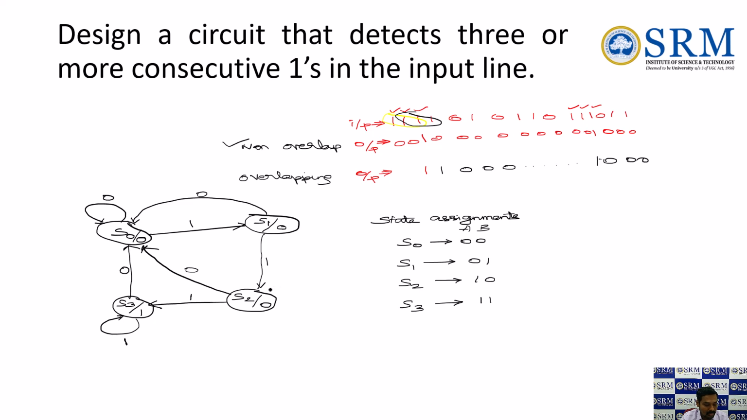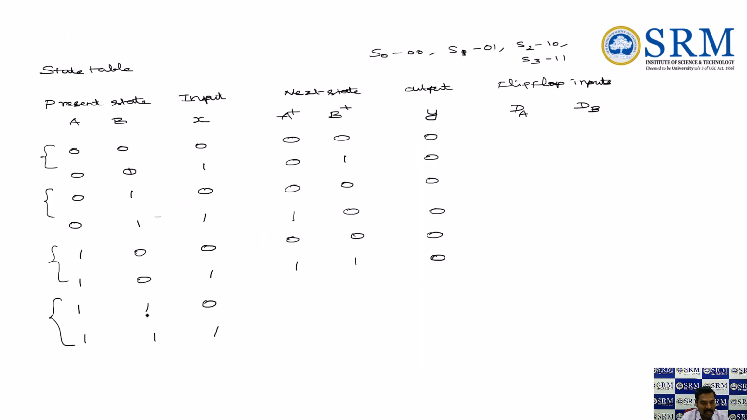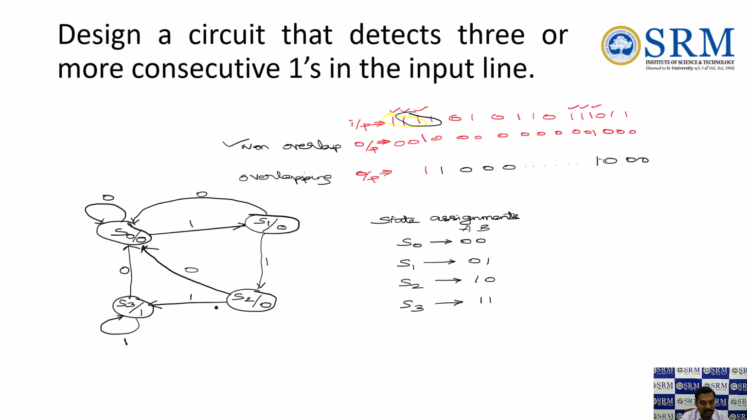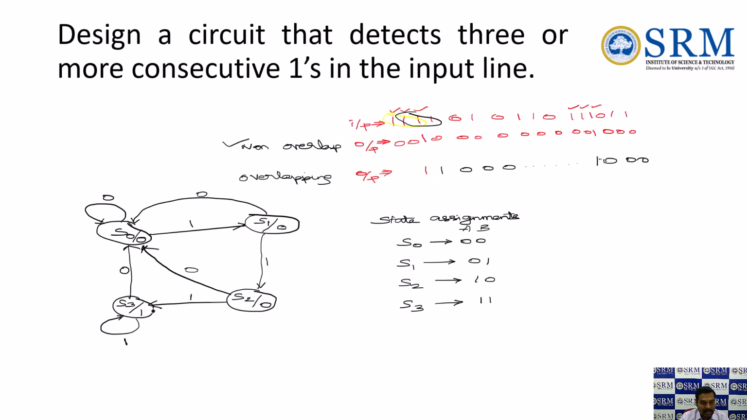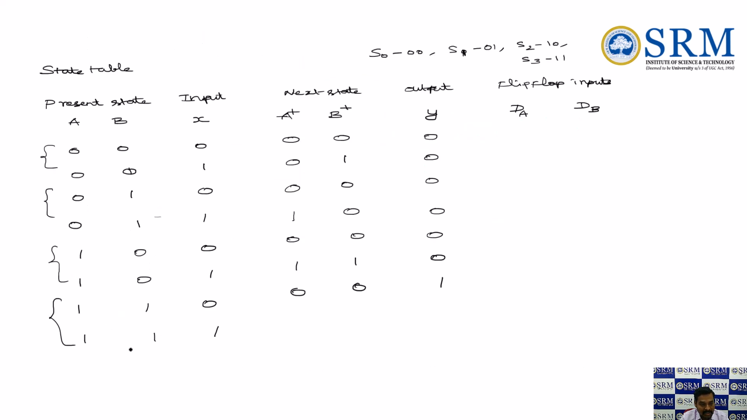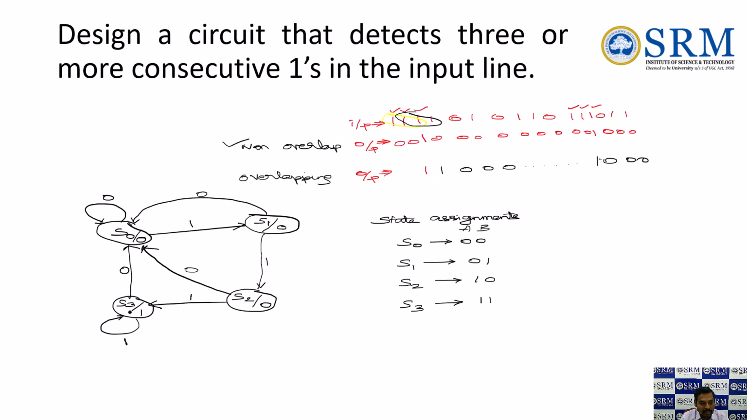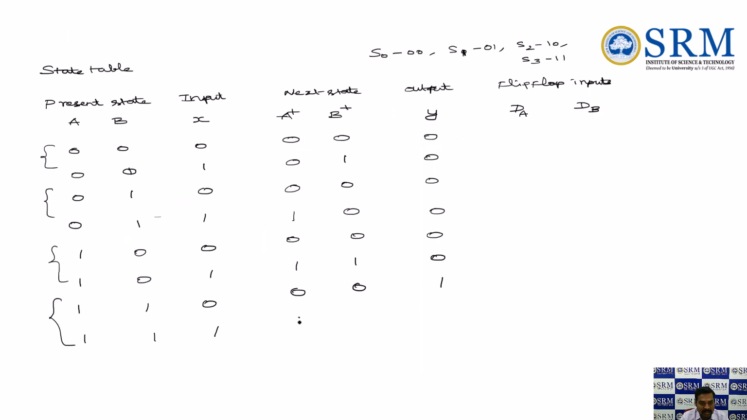Next comes here. Now we are at 1 1. My present state is 1 1. When 0 is given as input, it moves to the initial state 0 0, but this time my output is 1. Next, already having three 1s, my output is 1. The present state is 1 1. When I am giving 1 as input, it will return to the same state, that is the s3 state. The s3 state will be represented as 1 1, and the output is also 1.